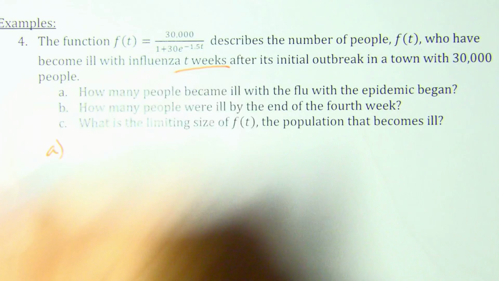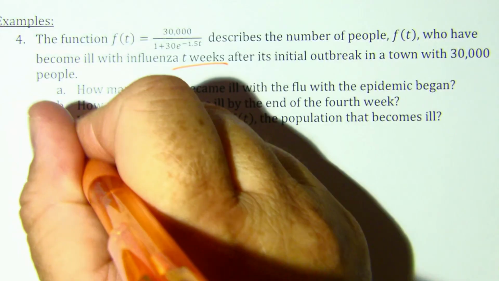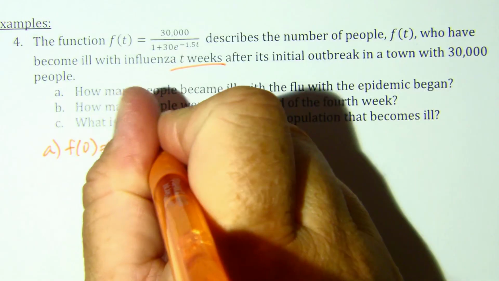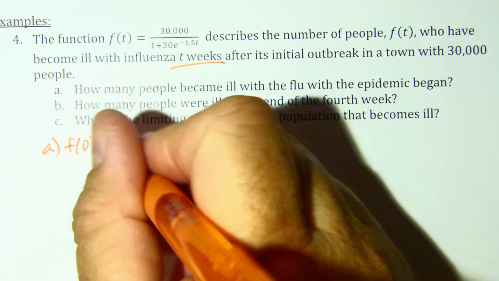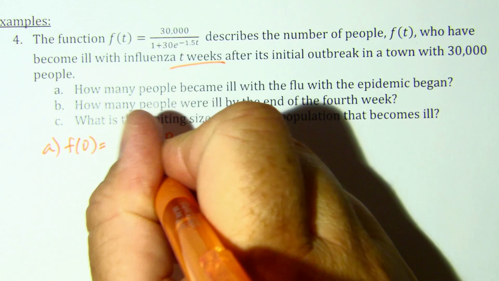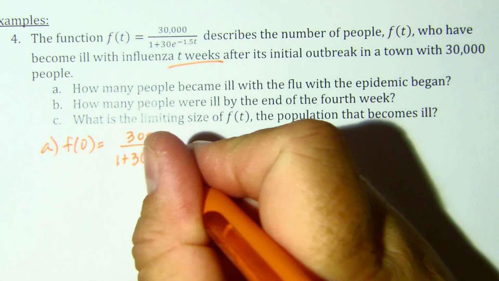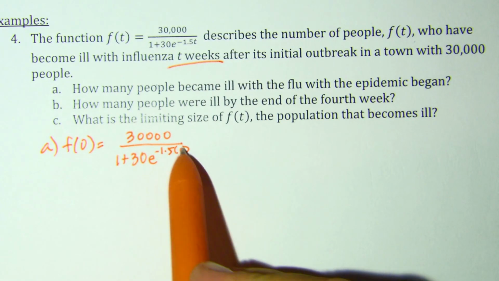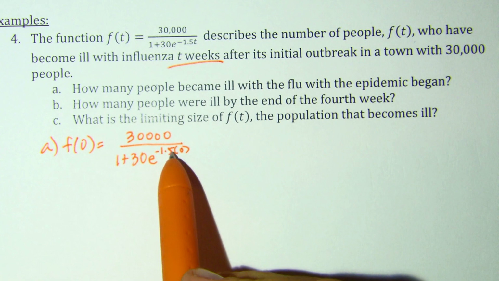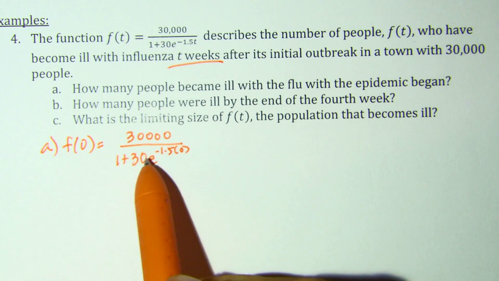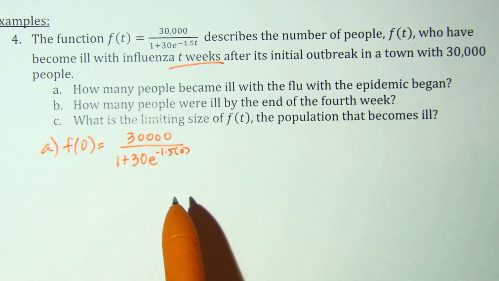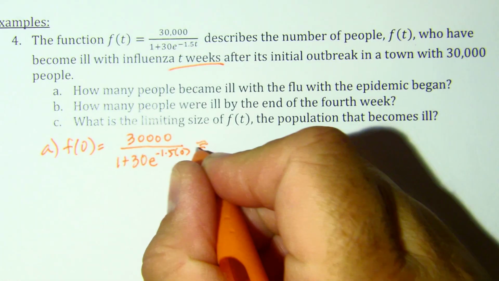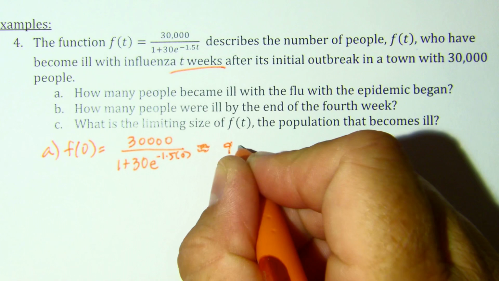Well, for A, if we find f of 0, essentially plugging in 0 for t, that would be 30,000 over 1 plus 30e, and then negative 1.5 times 0. Well, negative 1.5 times 0 is 0. e to the 0 power is just 1. 1 times 30 is 30. And then 1 plus 30 is 31. So 30,000 divided by 31 is about 968.